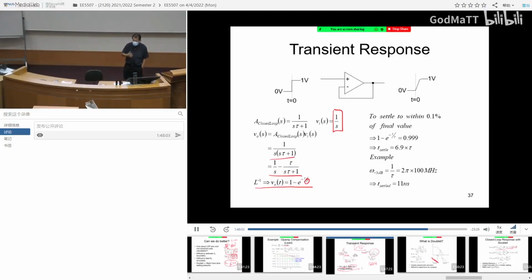But this tau is now widened by the bandwidth, the loop gain of this feedback configuration. So a very famous equation, 6.9 tau, is based on the assumption that the settling behavior will settle to 99.9% of the final value. So the error is only 0.1%. For example, if you derive the 3 dB bandwidth to be 100 megahertz, you can find the settling time to be 6.9 over omega 3 dB, which is about 11 nanoseconds. That is how you calculate.